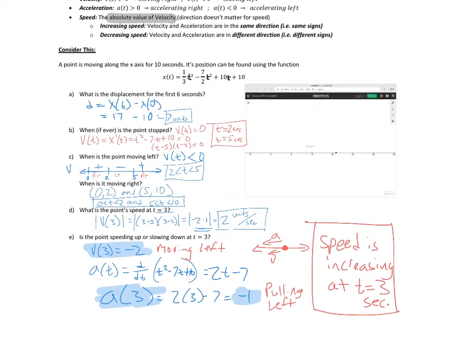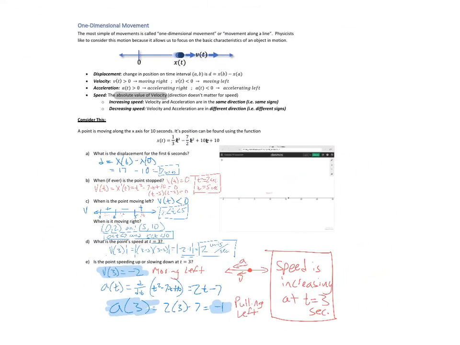All right, so that's one-dimensional movement. Something that will show up a lot on the AP test. Guaranteed that there will be some one-dimensional movement. So great job. Hopefully that helps. Now you can go get those derivatives moving on some velocity and acceleration.